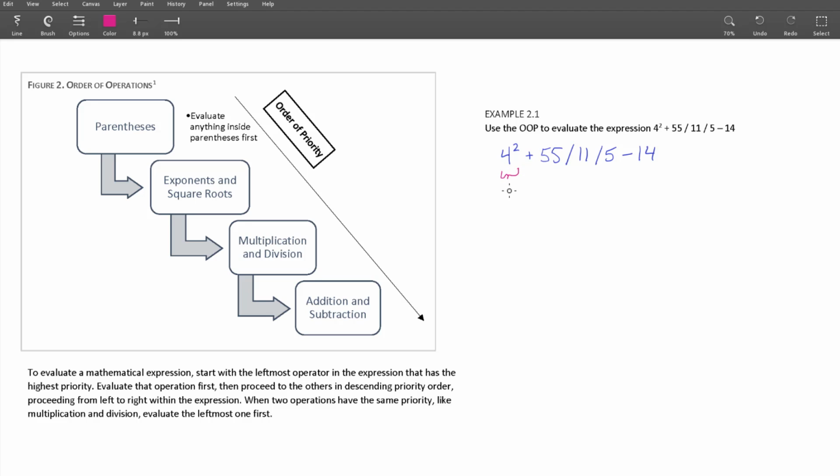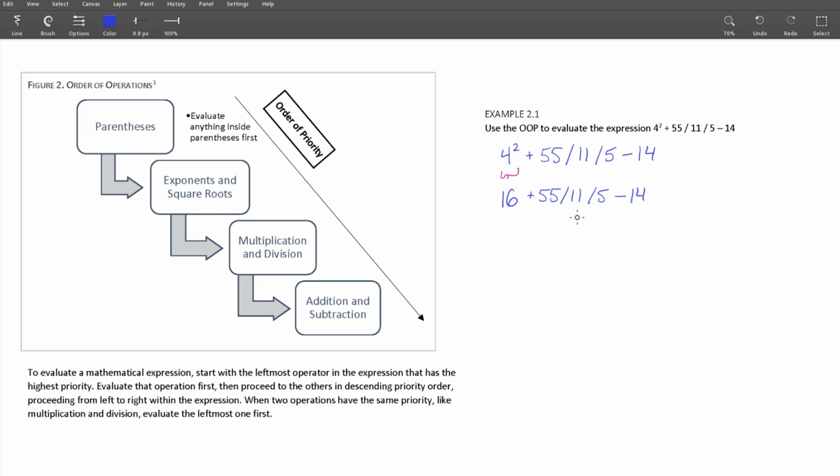So we're going to do this operation first. 4 squared is 16. You can use a calculator for that if you like, or you might know that. Squared just means 4 times 4. So 4 times 4 is 16. I'm going to write out the rest of the expression because we only solved the exponent in this pass.